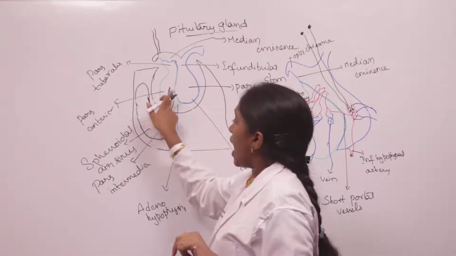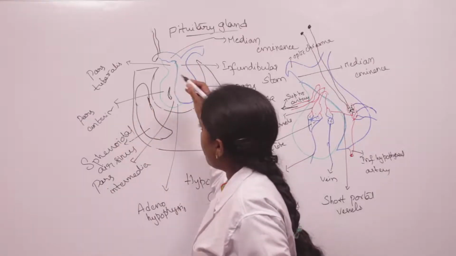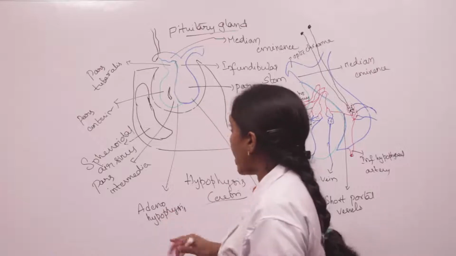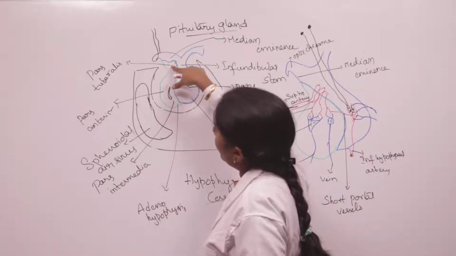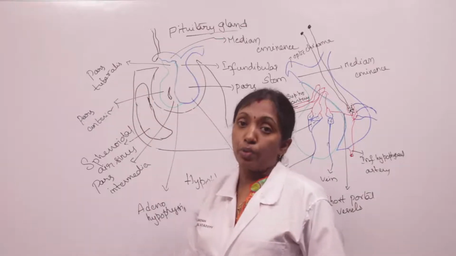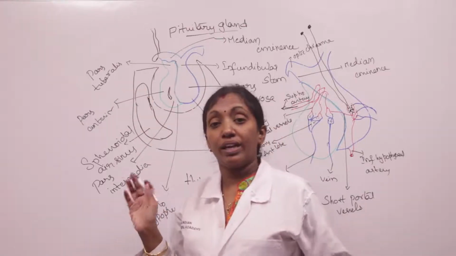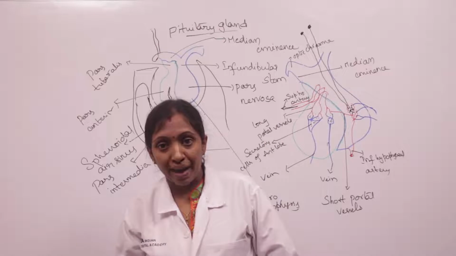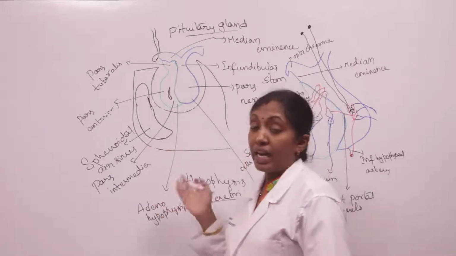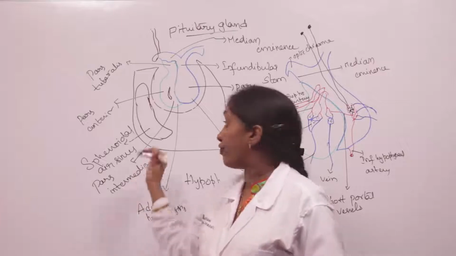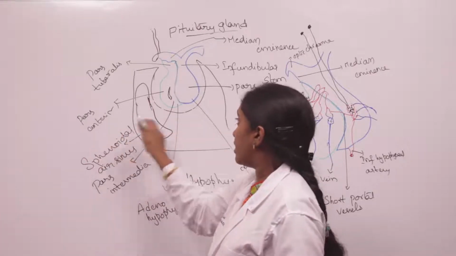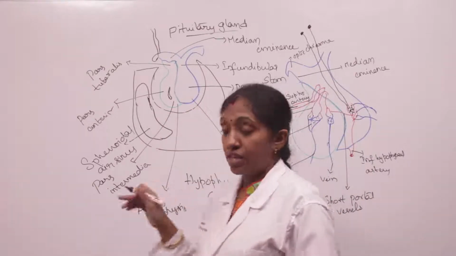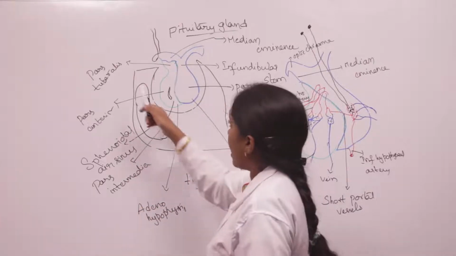The part present anterior to the intraglandular cleft we call the pars anterior, the part present behind the intraglandular cleft we call the pars intermedia, and the part which extends above to the infundibular stalk we call the pars tuberalis. So the anterior lobe consists of three parts.